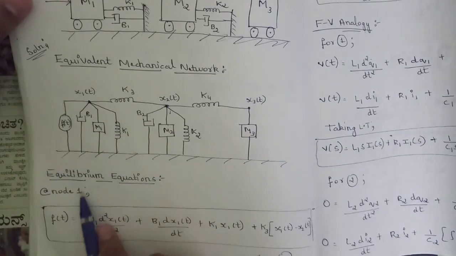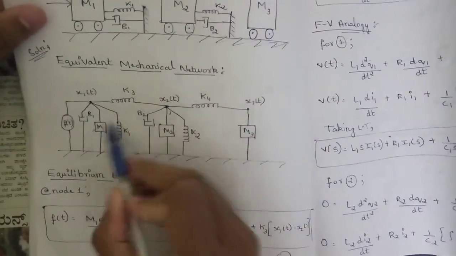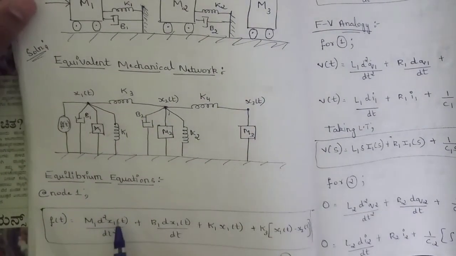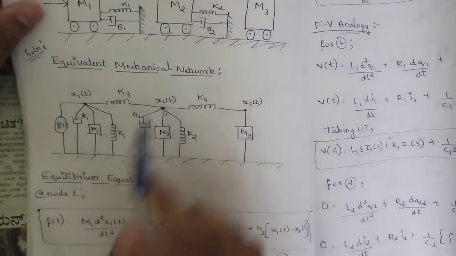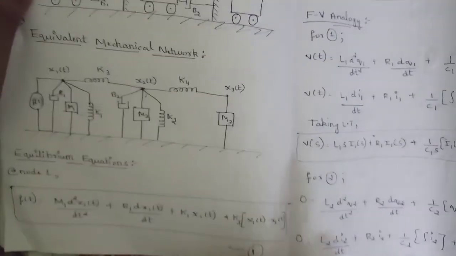Okay, at node 1 this is the equilibrium equation. What are the components present at node 1? It is m1, b1, k1 and k3. So m1 into d square x1 of t, then b1 into dx1 of t by dt, k1, then k3. K3 lies between these two nodes x1 and x2, so that's why it is x1 of t minus x2 of t. So name it as equation 1.